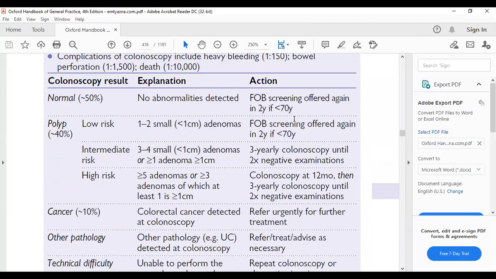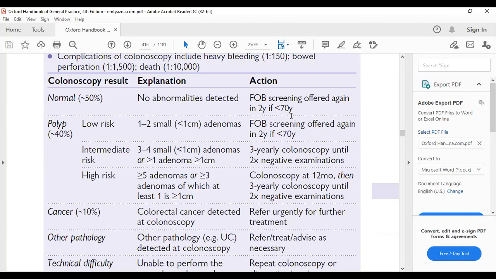Greater than 70, by the way, greater than 70 to 75, you don't screen with these tests because there is no longer an effectiveness of these tests, because the mortality in these patients is in any case very high. So these invasive procedures are going to harm the patient. So you don't do any colorectal screening after the age of 70.